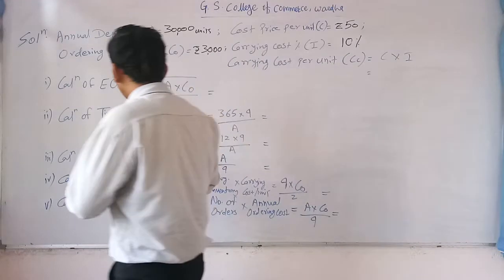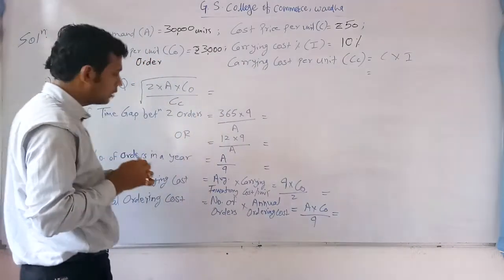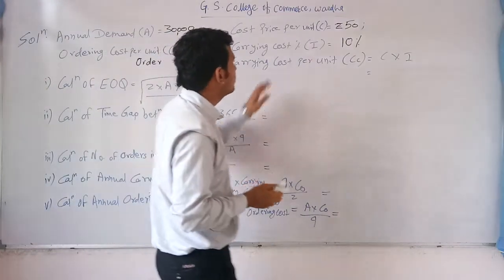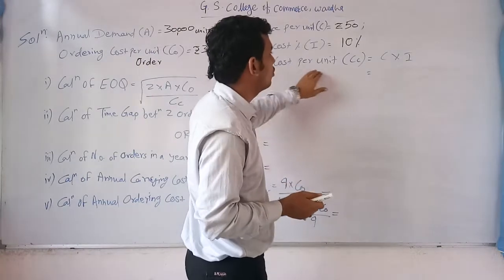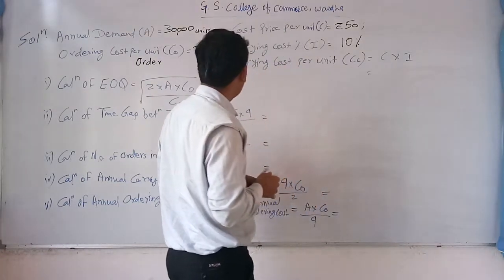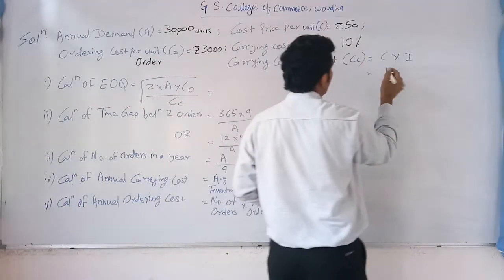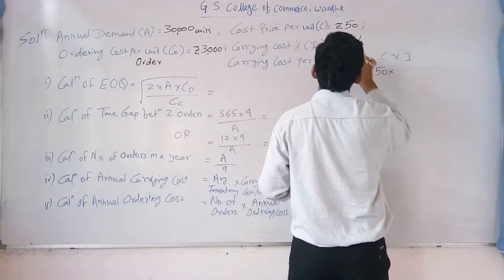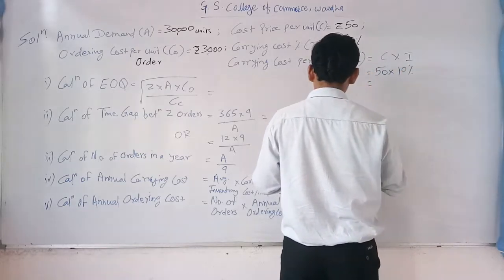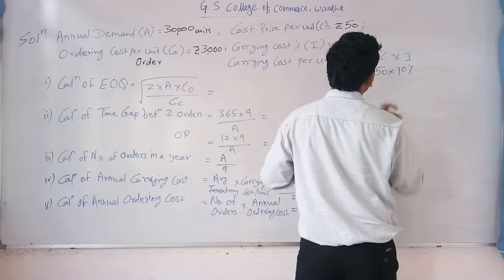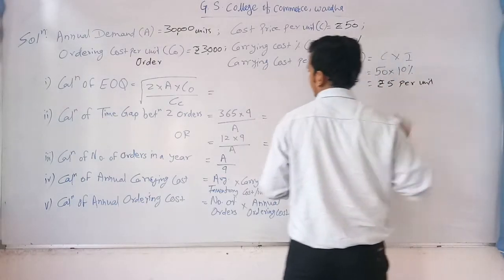Here per unit would be termed as per order. It would not be considered as unit. Per unit means per order, whereas carrying cost is again given in percentages. So we have to calculate carrying cost per unit. So it would be C, which was our 50, multiplied by I, which is 10%. So we get our answer as rupees 5 per unit. That is our carrying cost.